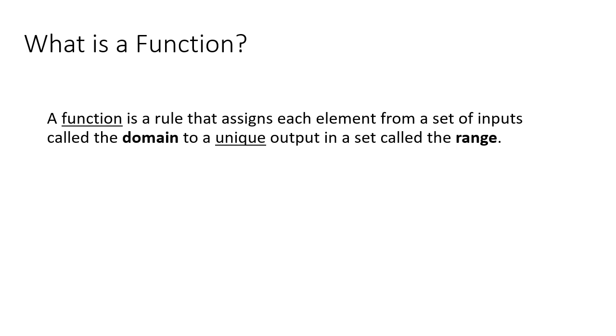So let's start by addressing the question, what actually is a function? By definition, a function is essentially a rule or a set of instructions that assigns each element from a set of inputs called the domain to a unique output in a set called the range. And it's really that word unique that makes a function what it is. Each input gets assigned to a single unique output. So you can't have one input going to multiple different outputs. And we'll put some numbers to this shortly, don't worry.